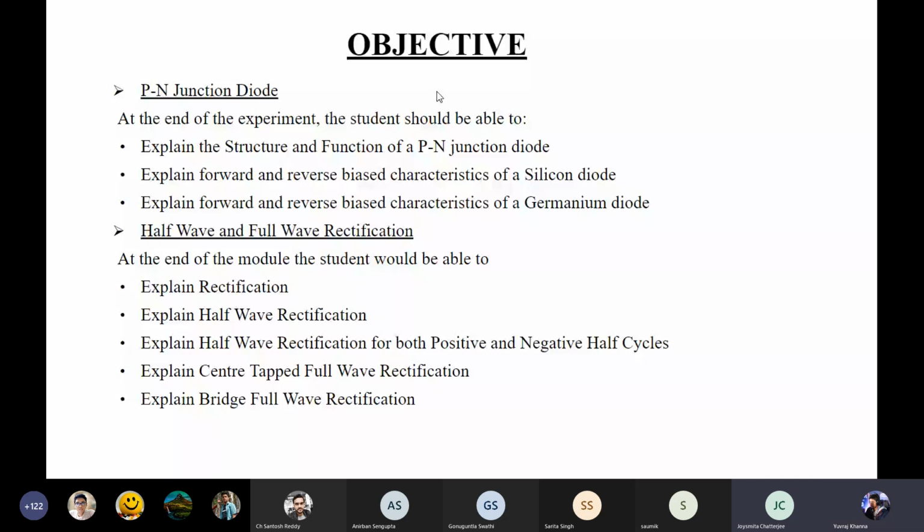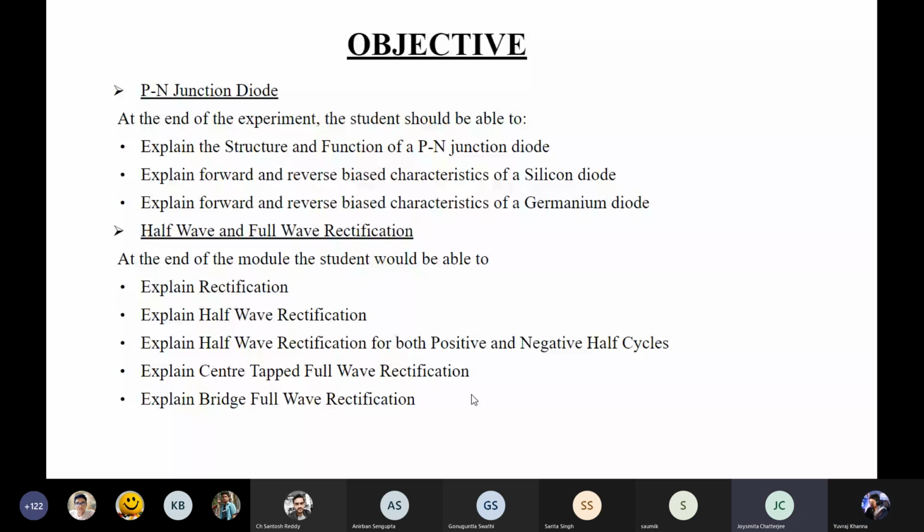After we study this PN junction diode, we'll be able to explain the structure and function of a PN junction diode, as well as the forward and reverse characteristics of a silicon and germanium diode. And after that, we are going to study half wave and full wave rectification, where we are going to understand what is rectification and half wave rectification in both positive and negative half cycles. And in case of full wave rectification, we are going to study what is a center tapped full wave rectification and bridge full wave rectification. For all of these cases, we are also going to do the simulations in VLAB.